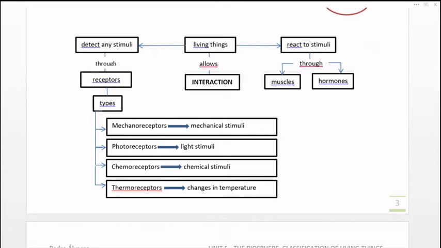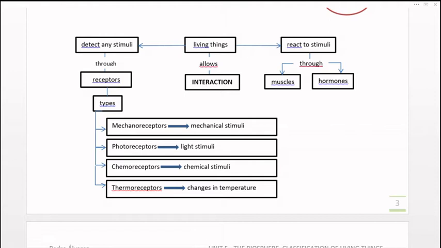In this first mind map, we are going to study the second vital function, that is the interaction. The interaction is a vital function that is very important for all the living things because it permits us to detect any stimuli and then to react to this stimuli. Stimuli means stimulus.